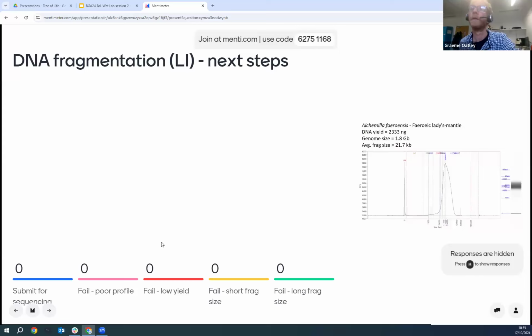Okay. So here we have a sample with a yield of 2000 nanograms, 1.8 gigabases, and a fragment size of 21.7.